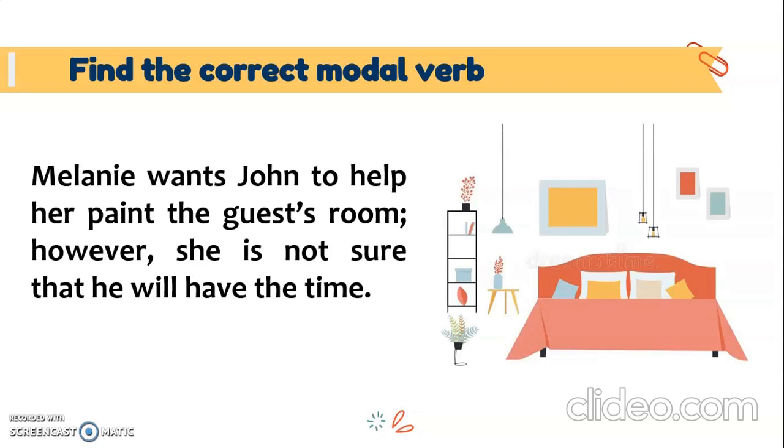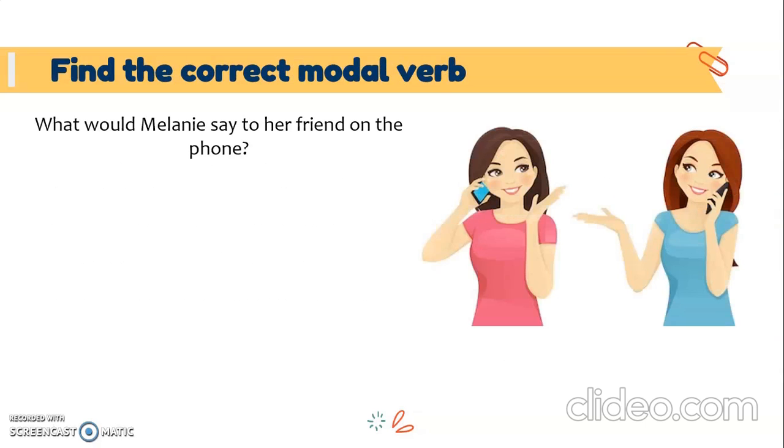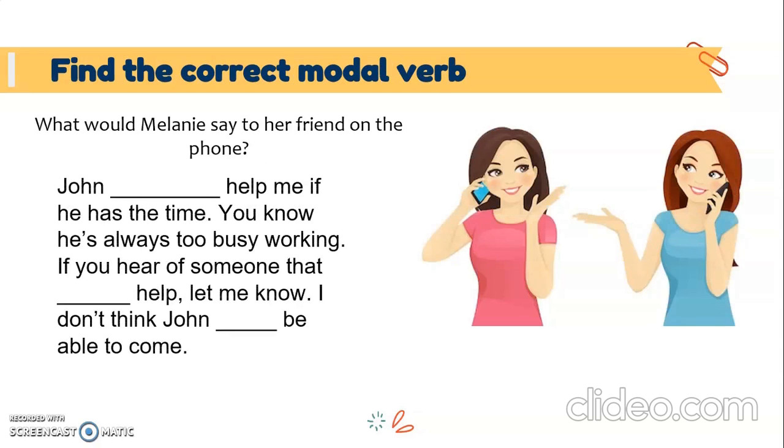So, the first situation is, Melanie wants John to help her paint the guest room. However, she's not sure that he will have the time. What would Melanie say to her friend on the phone? Here we have Melanie and her friend. And this is the exercise. Try to find out what the correct modal verb is and then continue playing the video.